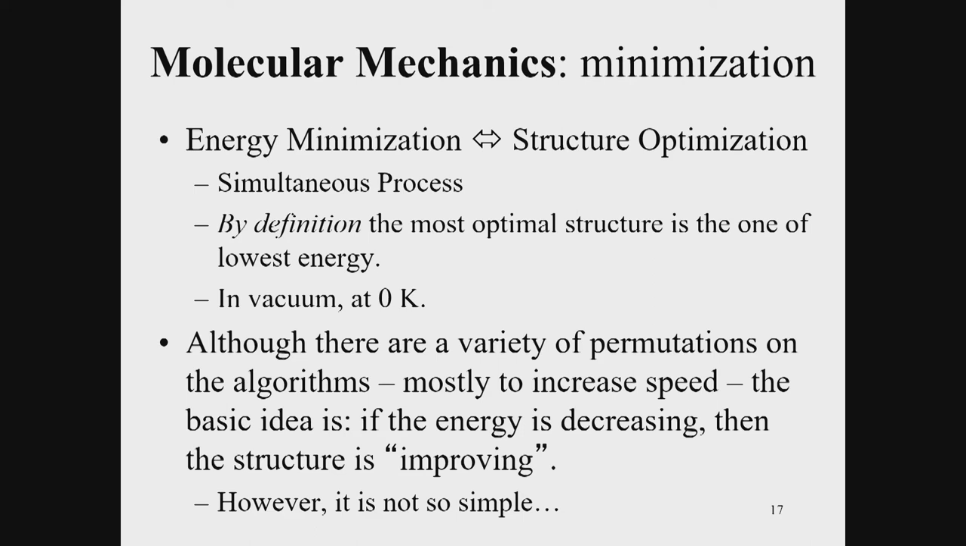It's a simultaneous process. By definition, the most optimal structure is the one that has the lowest energy. So it means that if we can keep getting a lower energy structure, we must be getting a more optimal structure. And also by definition, these are performed at 0 degrees Kelvin in vacuum. So we're eliminating some other competing energy terms. Now there are all kinds of permutations on the algorithms, and I'm not going to talk about the algorithms. They're mostly to increase the speed and increase the ability to guess ahead.